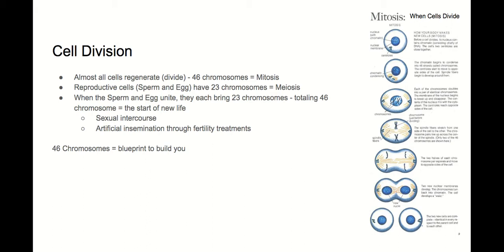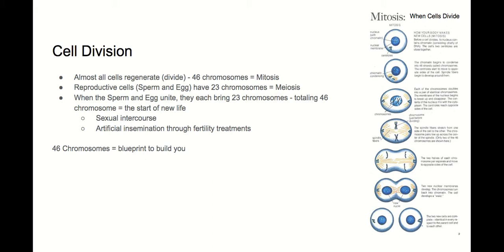So, all your cells have 46 chromosomes, and 46 chromosome cells divide by a process called mitosis, but reproductive cells only have 23 chromosomes. Why? Because when a sperm cell and an egg cell meet, they can only have 46 chromosomes. So, basic math here, you divide 46 by 2 and you get 23. So, sperm and egg cell only have 23 chromosomes. When they come together, it totals 46, and that is the beginning of new life.